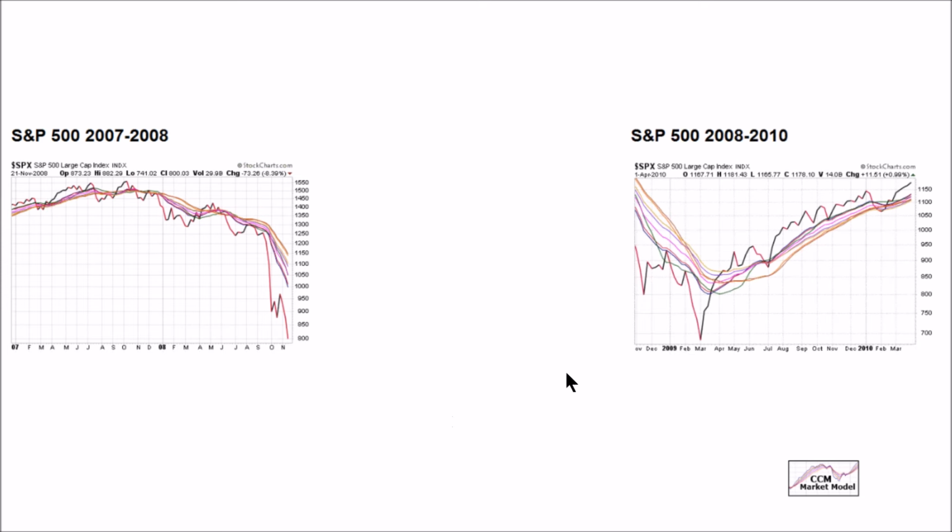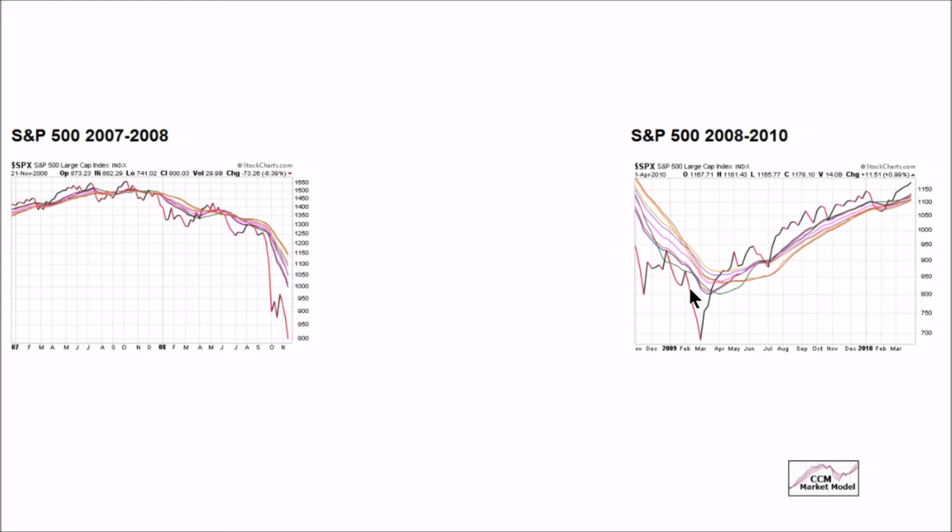If we fast forward to the bottoming process in 2009, this is the S&P 500's bottom in early March of 2009. We're also looking at a weekly chart now. These are the exact same moving averages, and you can see as the market starts to turn, we go from a full bore bearish look to a full bore bullish look, telling us that the probabilities in this region here are more favorable than the probabilities here.